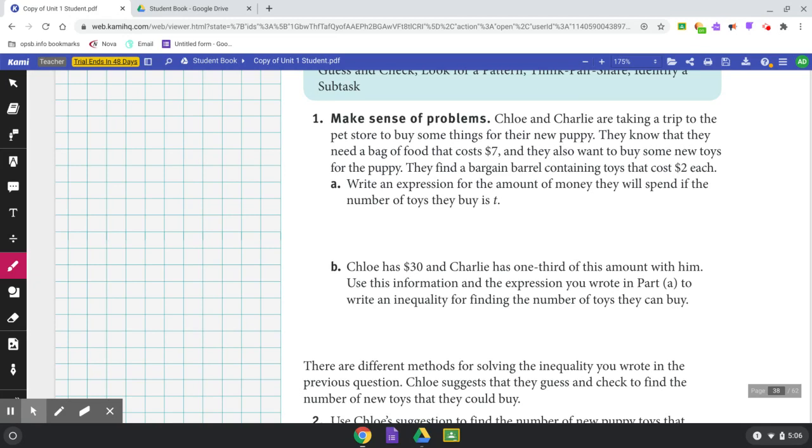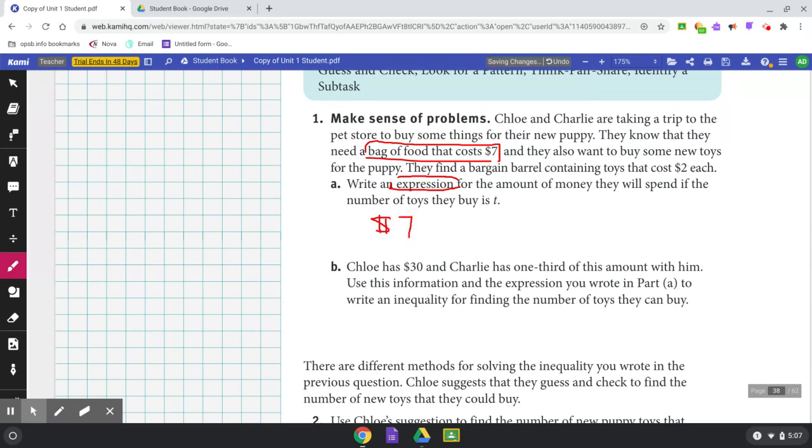Part A. Part A asks us to write an expression for the amount of money that they will spend if the number of toys they buy is T. So we're going to write an expression. Expressions do not contain equal signs. An expression contains constants and variables, okay, with operation signs if necessary. So write an expression for the amount of money that they will spend if the number of toys they buy is T. So we know that they're going to spend $7 on food. A bag of food costs $7. So our cost is going to have definitely $7 in it, right?